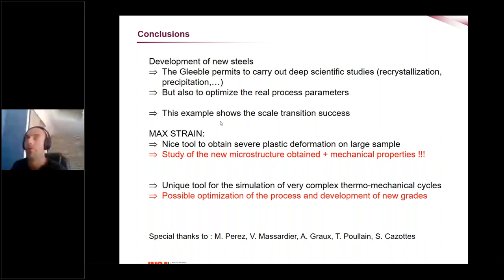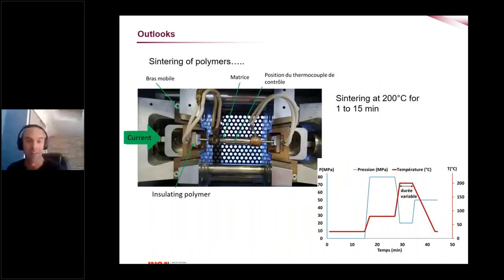I just want to go for a few outlooks. I told you at the beginning that I'm in the metal group, so I'm mainly working on metals. I told you that we have done a lot of sintering. This is one device that we developed at INSA, and it was for sintering a polymer, a non-conductive one. You can see that it's a kind of compression device where we put the polymer powder inside and we sinter it.